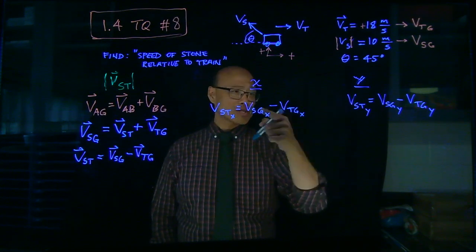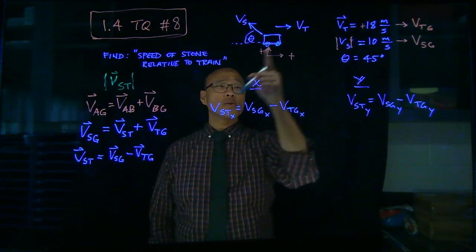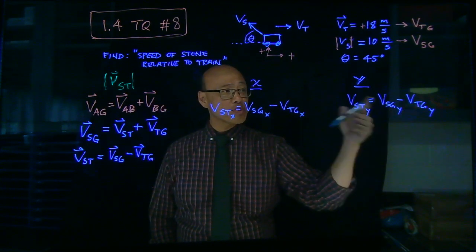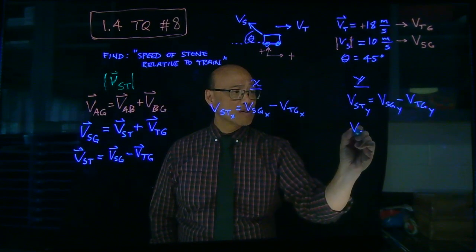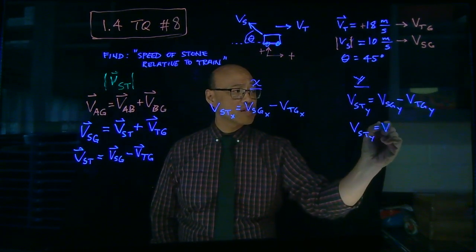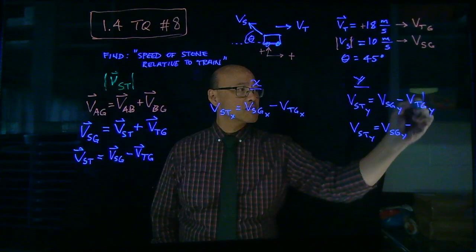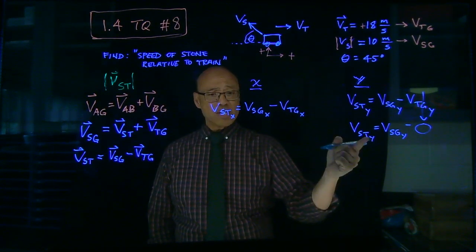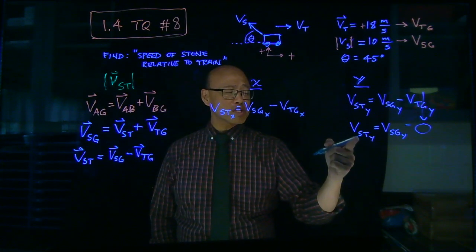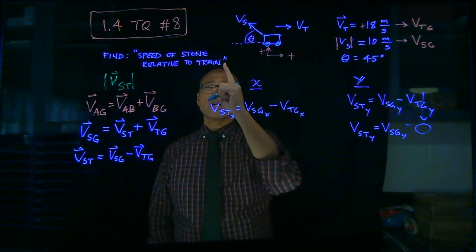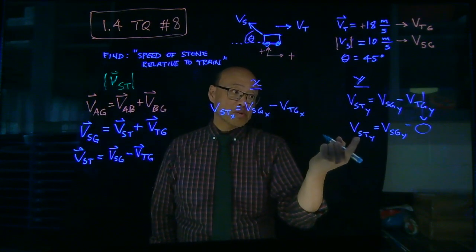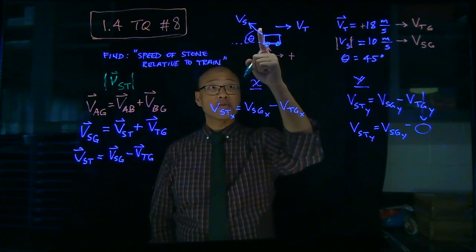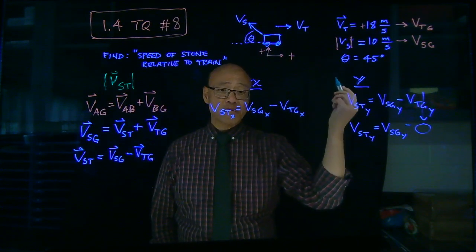Now, it doesn't matter which order, but I notice that VT only goes in the x direction. So it has no y component. So this one simplifies pretty quickly. VST in the y direction is just going to be VSG in the y direction minus 0. So those two are identical. I'm going to stay here and finish this one off. So what does this say? It says the velocity, or the speed of the stone, if you want to think about it that way, in the y direction is just the same as the speed of the stone relative to the ground in the y direction.